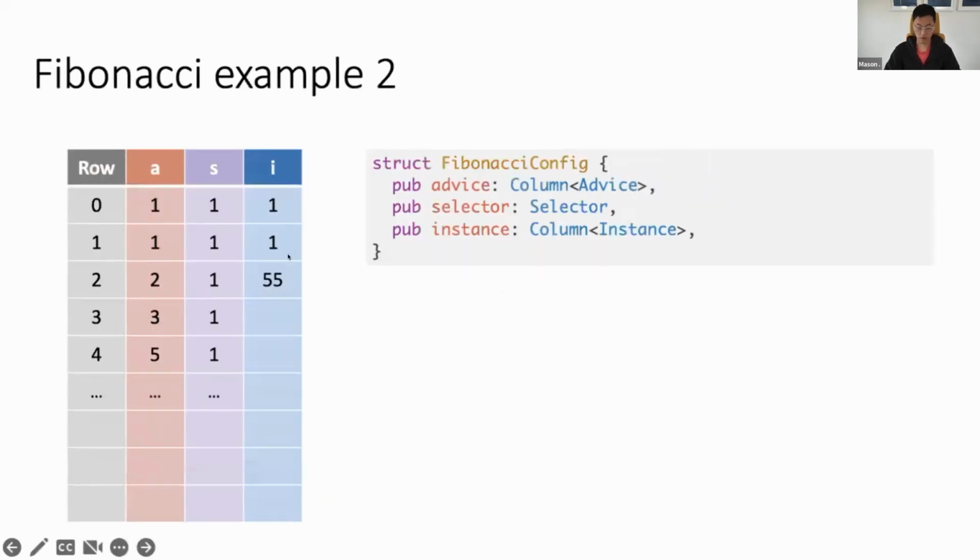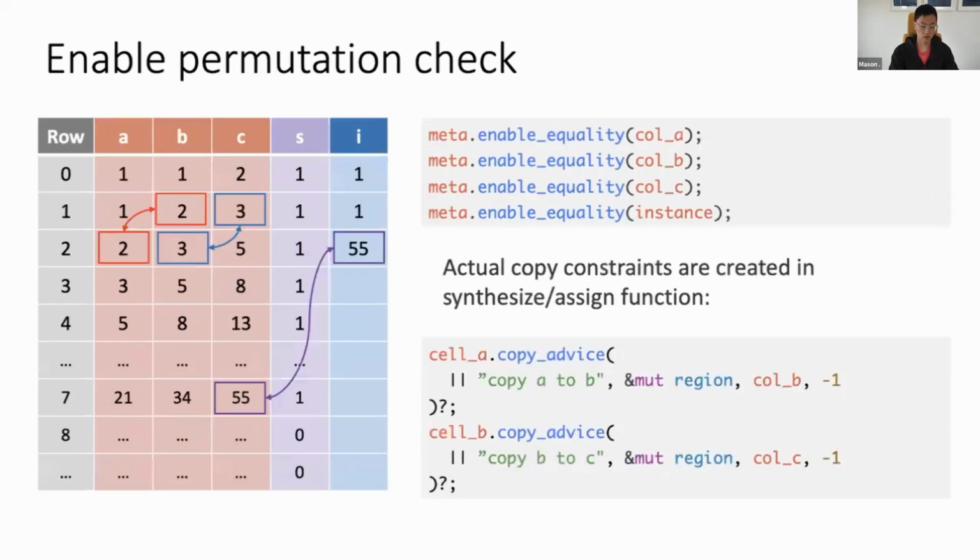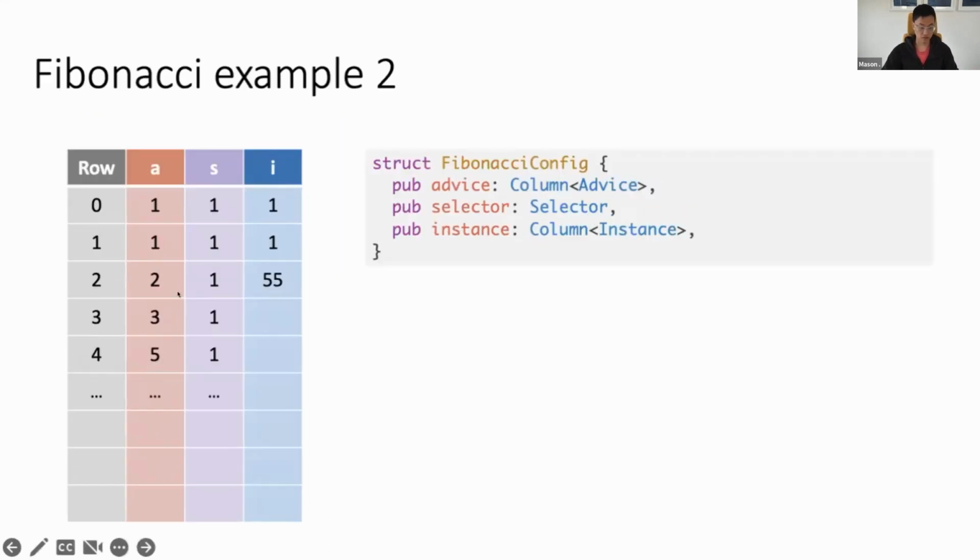But that was one way of doing the Fibonacci numbers. You might say, oh, I can get rid of some columns, right? Why have all this copying of numbers around when I could just have one column with the Fibonacci numbers in it, and then just write down the constraints that have to hold here. If you do that, you'll end up with this config that only has 3 columns: this one advice column, one selector column, and the one instance column.